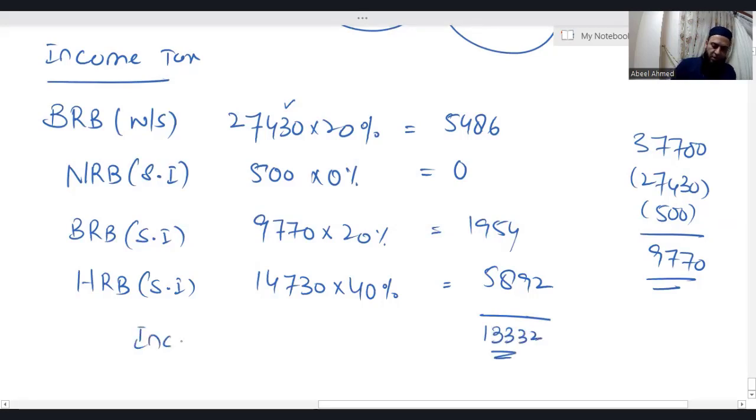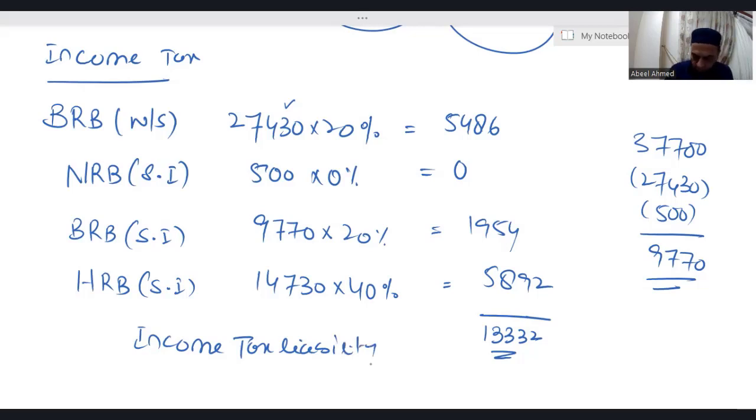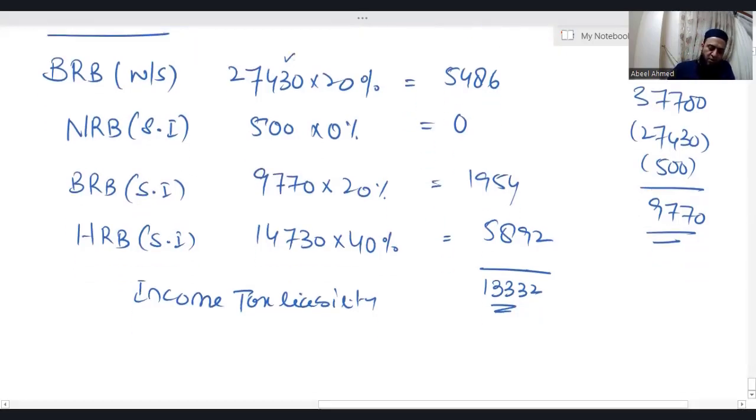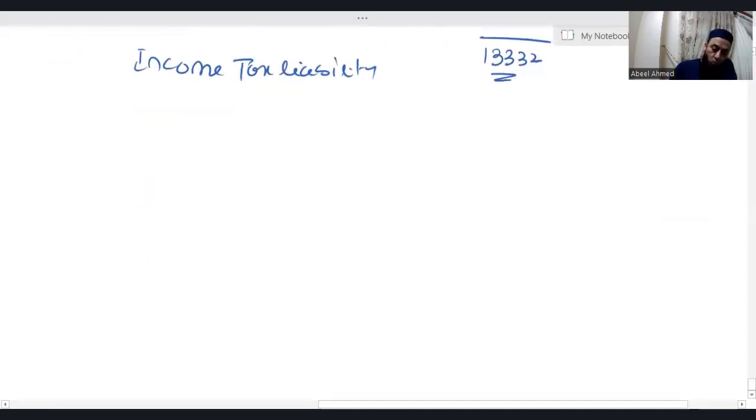This is your income tax liability, 13,332. That's great. Now let's introduce something new. What is that something new? Obviously, something interesting, I would say.